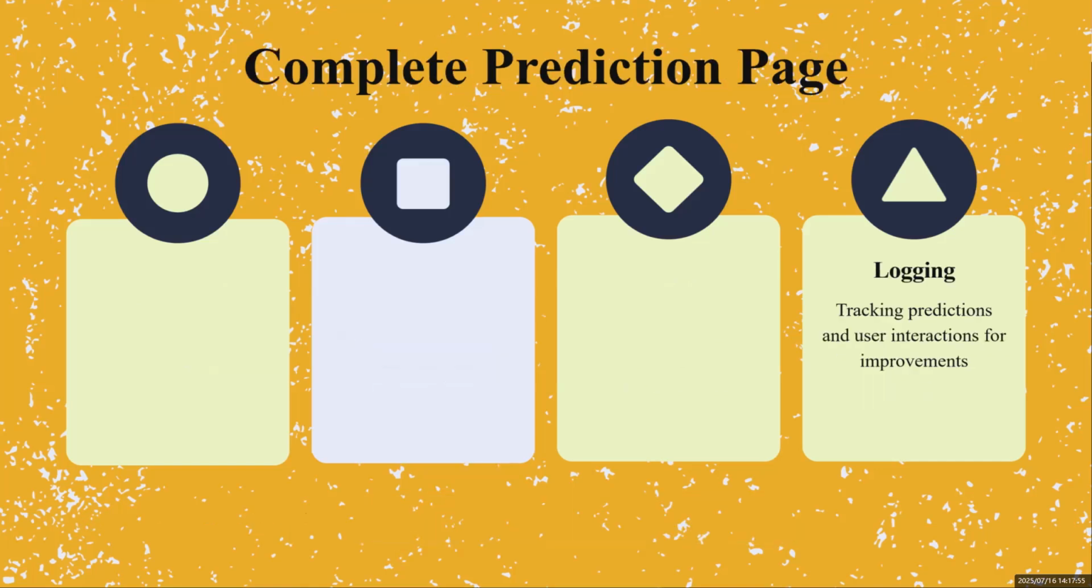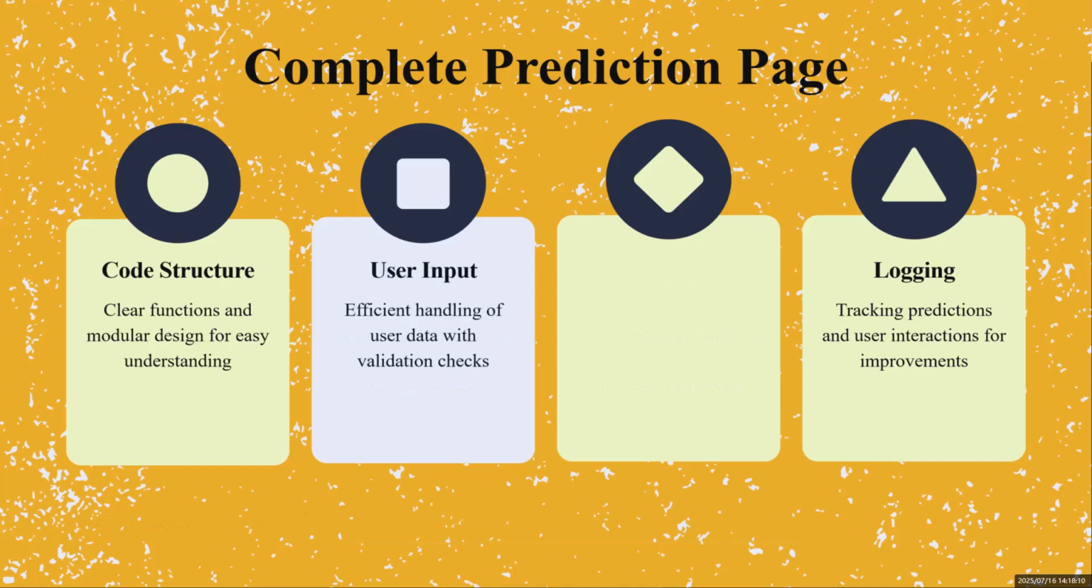So next on the slide, we have the complete prediction page. So what are we looking at here? If we look at the code section, this is just going to give us a clear function and modular design for easy understanding. Then next we have the user input, which is going to help for efficient handling of user data with validation checks.